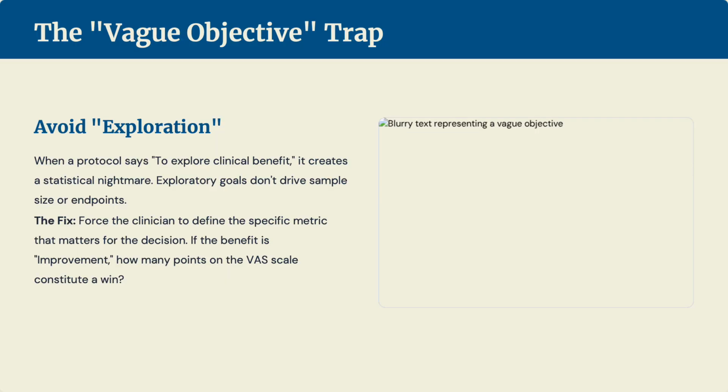One of the biggest risks is falling into the vague objective trap. If a clinician tells you the goal is to explore clinical benefit, be careful. Exploratory goals are statistical nightmares because they don't give you a clear target for sample size. You must force the team to define what improvement looks like, numerically, before you start the design.